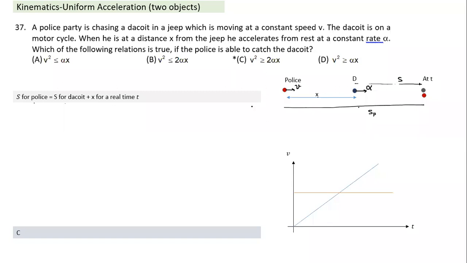Now, this is a condition we could have written based on a simple understanding of linear motion. Now we write this same condition in terms of equations. What is the displacement of the police in time t? The police is moving at a constant speed, so the displacement in time t will be equal to vt. What is the displacement of the dacoit? Starting from rest and moving with acceleration alpha, it will be 1/2 alpha t squared plus x. So this is the equation. x is a constant here.